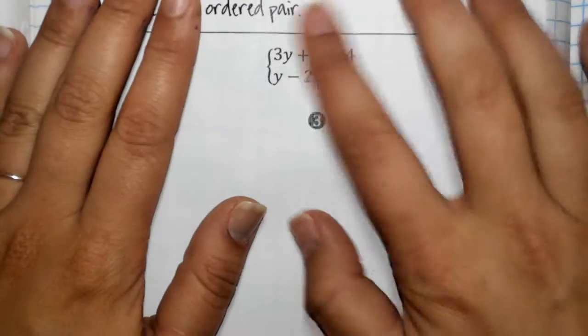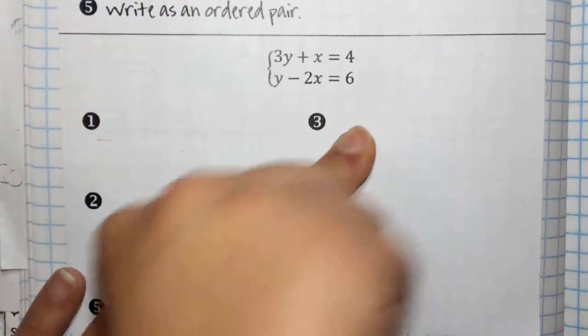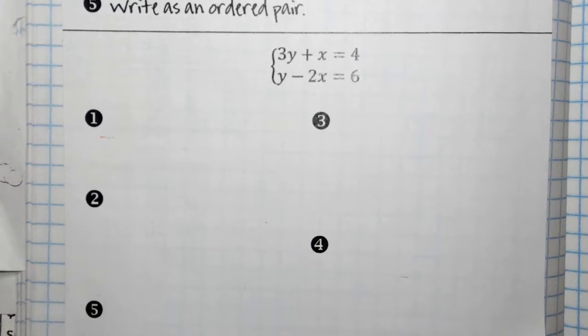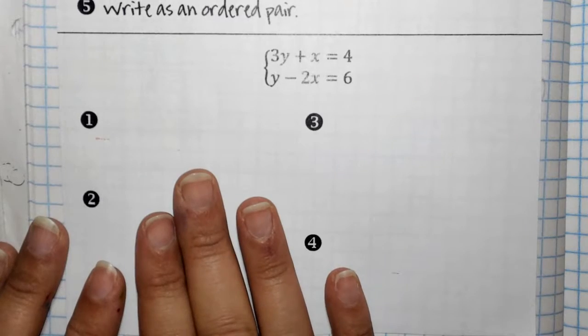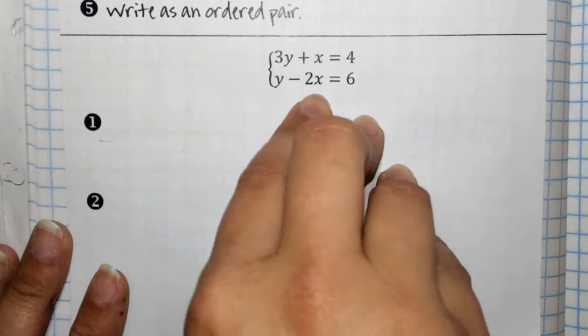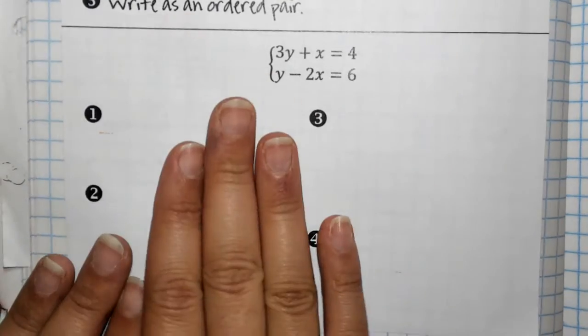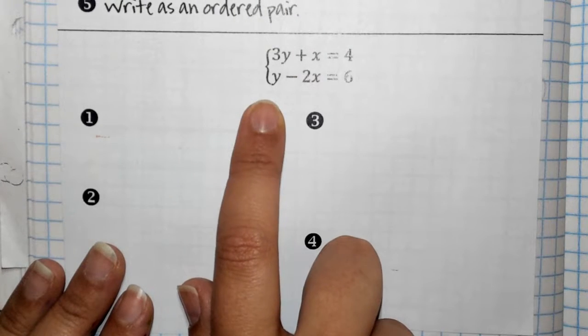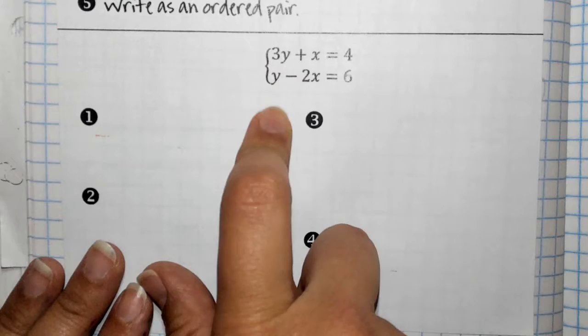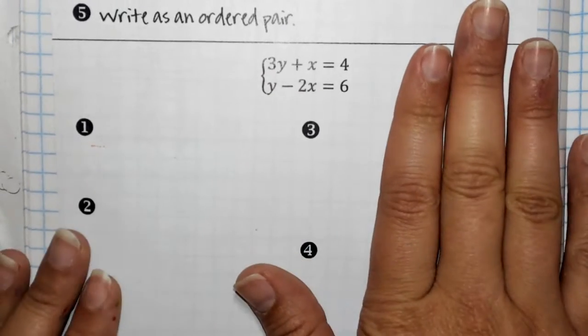We use elimination when the letters are stacked up on top of each other. Now, we use substitution when we have a variable by itself. Is there any variable by itself here? There's not one that's solved by itself. We graph when they're both solved for y. Are both of these solved for y? No. Both of these don't say y equals. So we're going to use elimination.